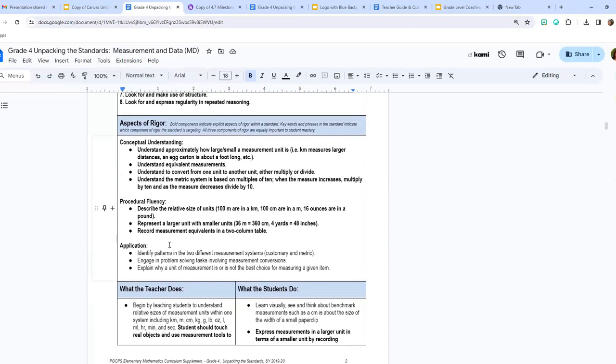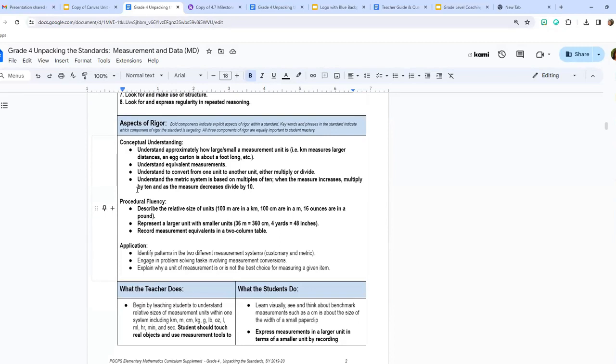Now for the aspects of rigor, it says that there are bold components that indicate the explicit aspects of rigor within the standard. Keywords and phrases in the standard indicate which component of rigor the standard is targeting. All 3 components are equally important to student mastery. So for conceptual understanding, you'll see all of these bullet points are bold, which means this is equally important. All of these are equally important in order for students to master this content.